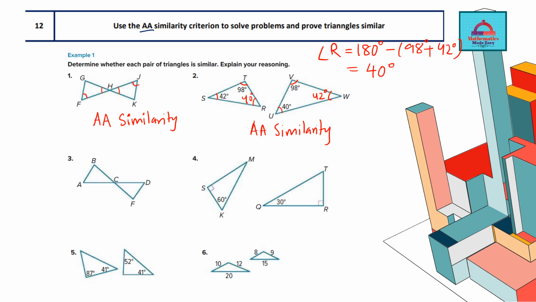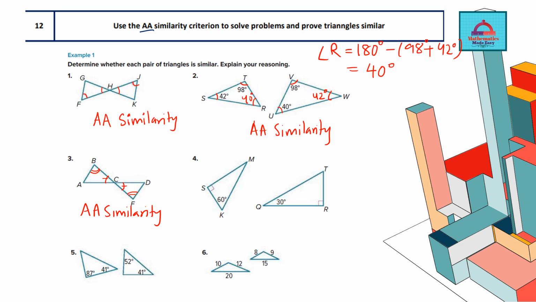Let's look at this one. This is again very similar to question number 1. If you see they are intersecting at the point C, so these are vertical angles, becomes equal, and this angle B is alternate angle to angle F. Why? Because AB and DF are parallel and they're intersected by the transversal. So again by AA similarity, these triangles are similar.